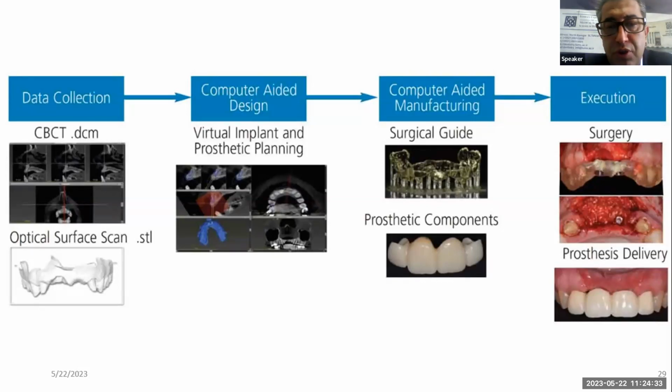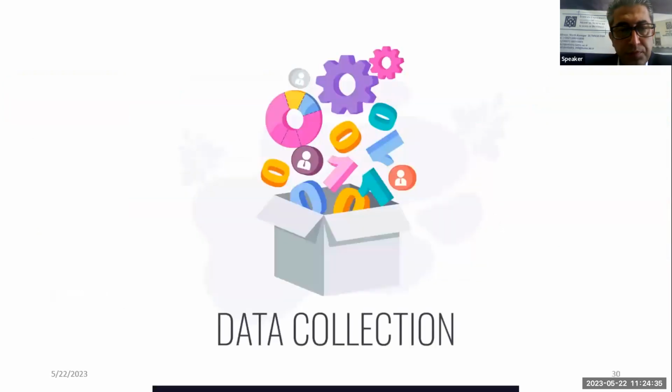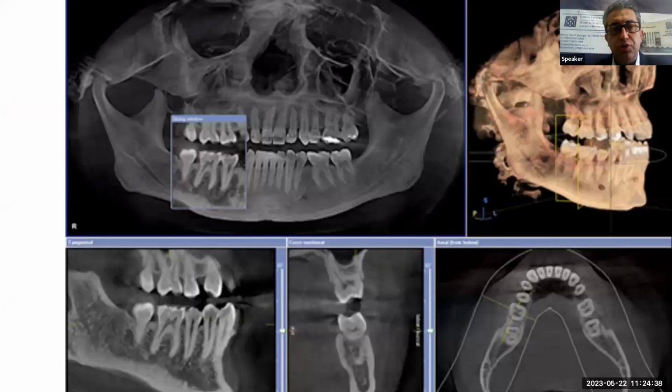Doesn't matter surgical guide or crown. In data collection, we need 2 kinds of data. First of all is CBCT or spiral CT, which can show us the whole anatomy of the face, lower jaw and upper jaw, and also the relation of the teeth to each other, and also the position of anatomic landmarks like the inferior alveolar nerve, sinuses and the floor of the nose.